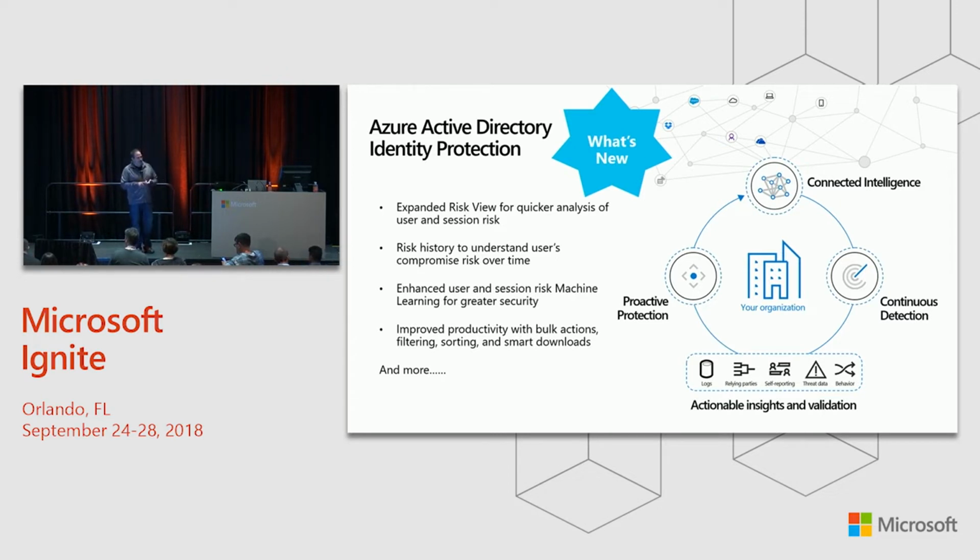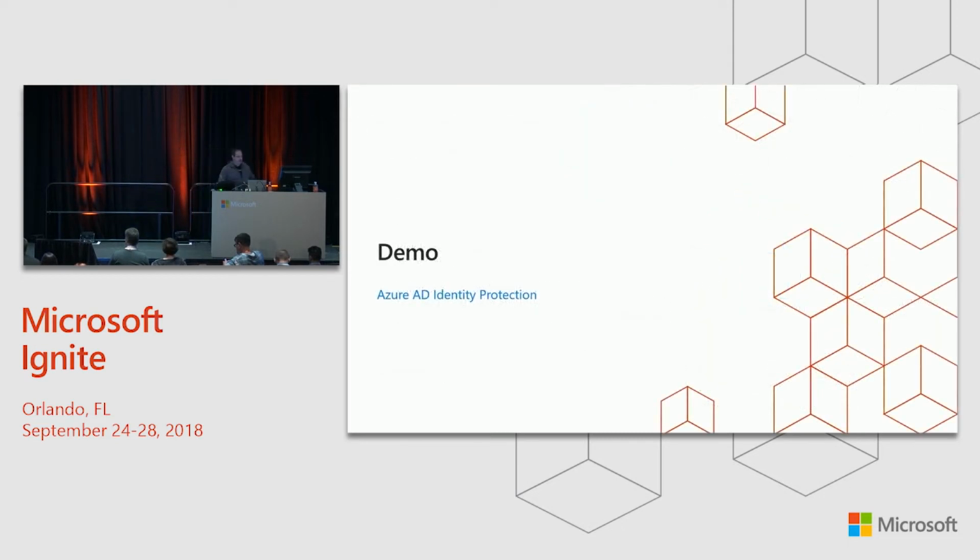And then we took a lot of user feedback on usability, and so we support bulk actions now, which is a big request from our customers. Filtering, sorting, smart downloads, and that's just a fraction of what we have in the new identity protection. So let's go and look at it.